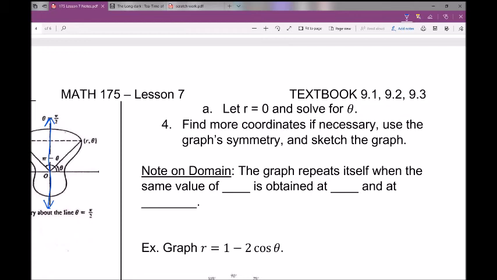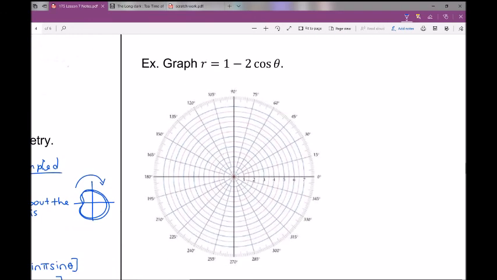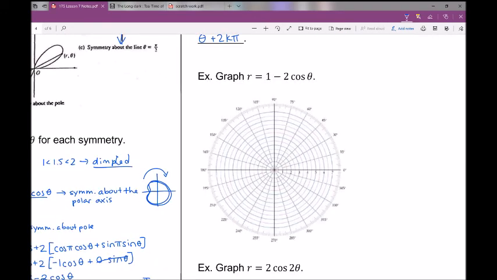And just a note on the domain, we already talked about this, but when the same value of r is obtained at theta and at theta plus 2k pi, whenever you start adding the 2 pi to your angles, that's when you start repeating your r's. The graph just keeps looping on itself, and that's how you know you need to stop. Because if you just keep plugging in thetas, you're going to keep getting the same points you already got. Alright, so let's practice by graphing r equals 1 minus 2 times the cosine of theta.